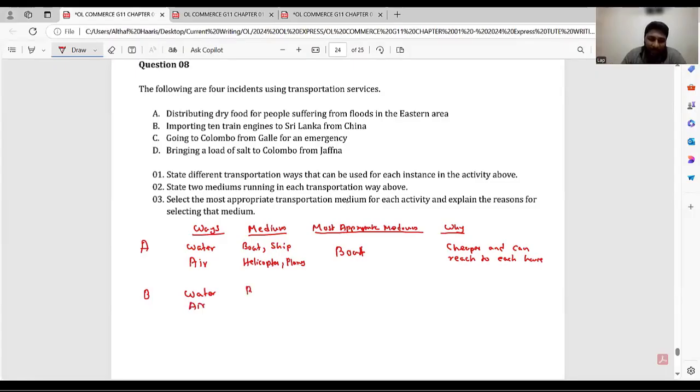So water, people, again, you can write maybe boat and ship. Air, helicopter, plane. Ideal one is ship, because the reason is heavy item. Heavy item. We can't bring it by plane.